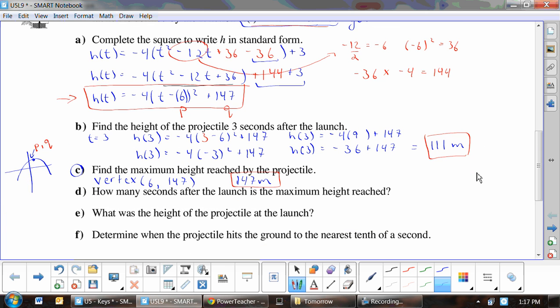Okay, so can someone put up their hand and tell me how many seconds after the launch the maximum height is reached? We'll let Kevin take this one again. Yeah, awesome. So the vertex tells us not only the maximum height, right there, but also at what time it is.